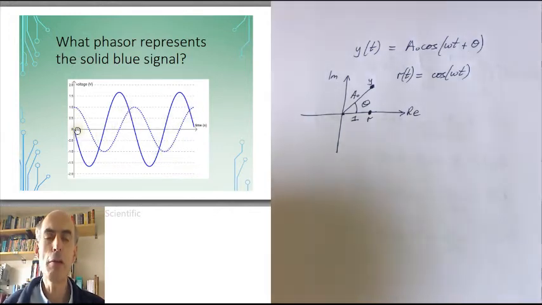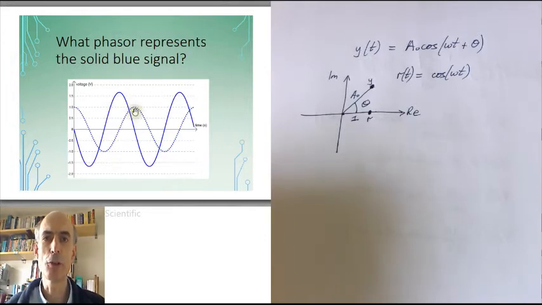Now, the waveform that I'm trying to represent in phasor form is this solid blue one here. And I need to work out the amplitude and the phase of this one. Well, I can see that this is 90 degrees ahead of this one. It starts at 0. It has its minimum value a quarter of a cycle before the reference phasor. Its maximum value is a quarter of a cycle before the reference phasor as well.